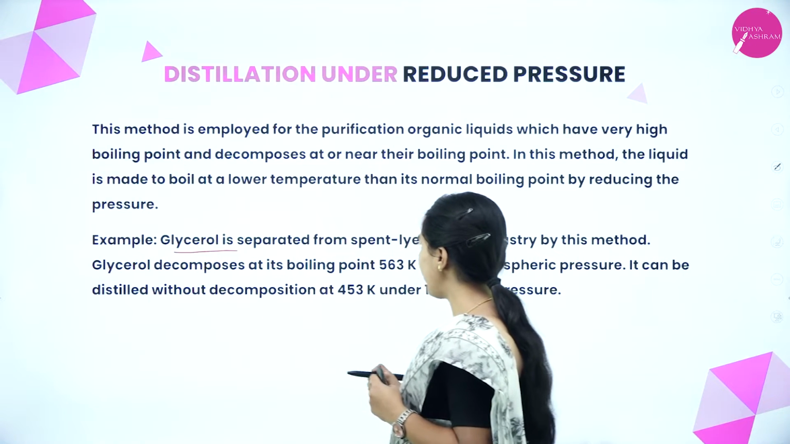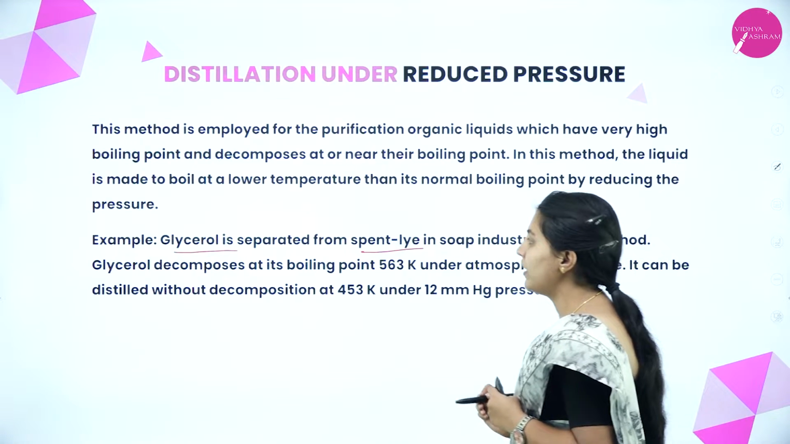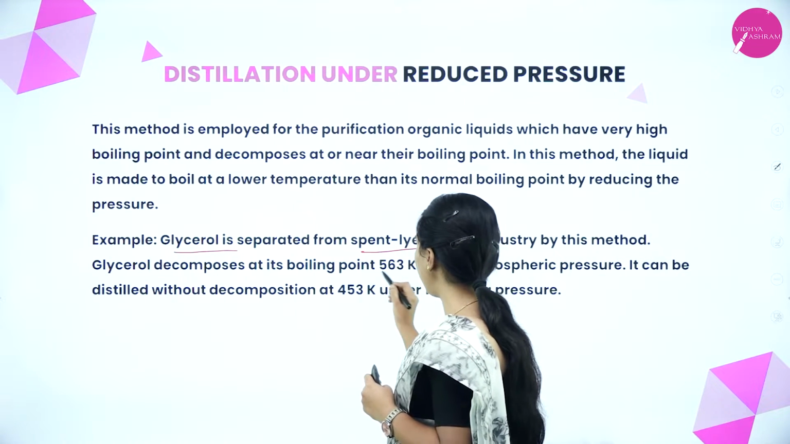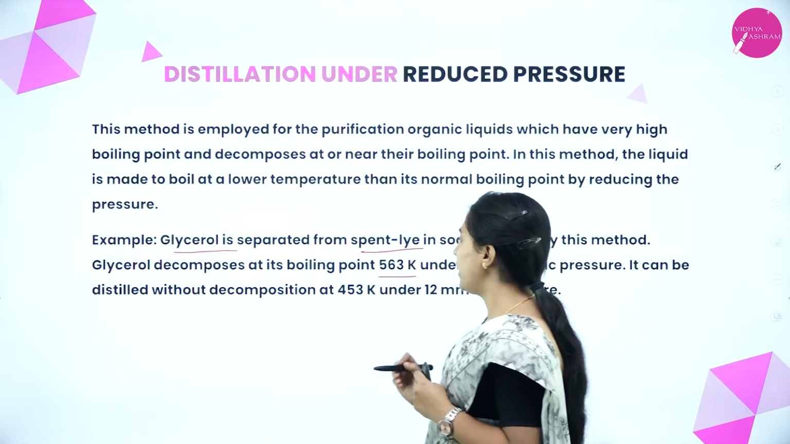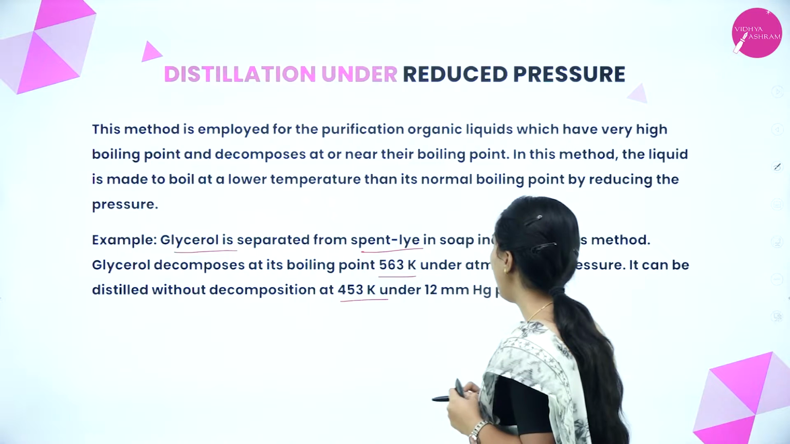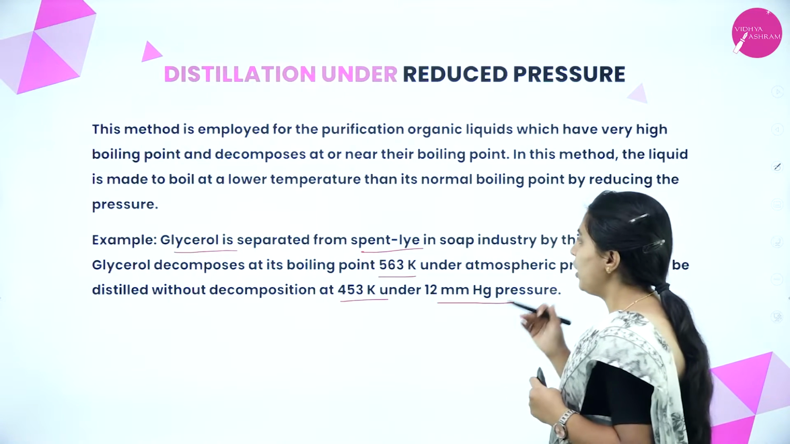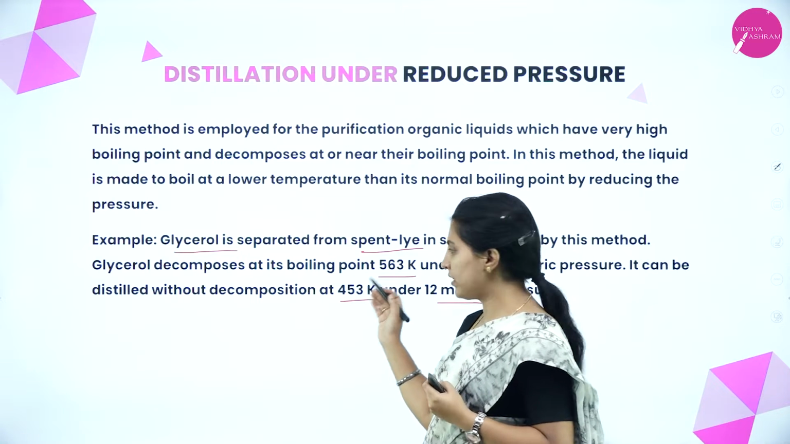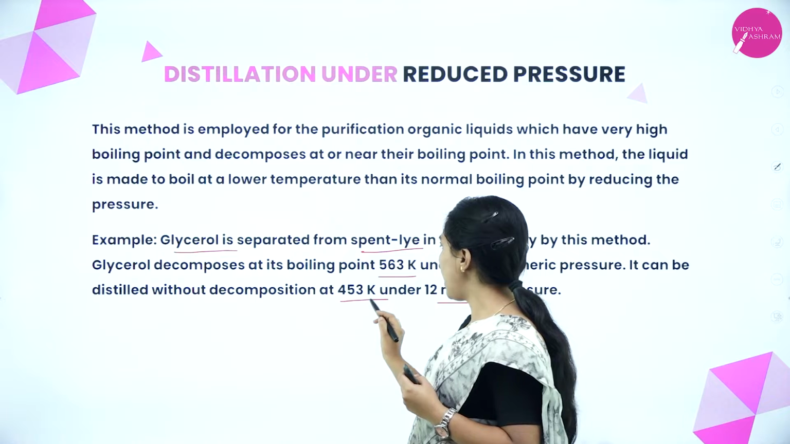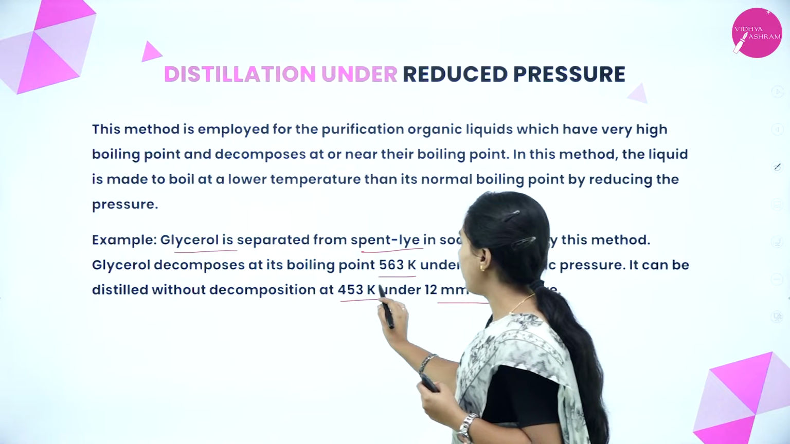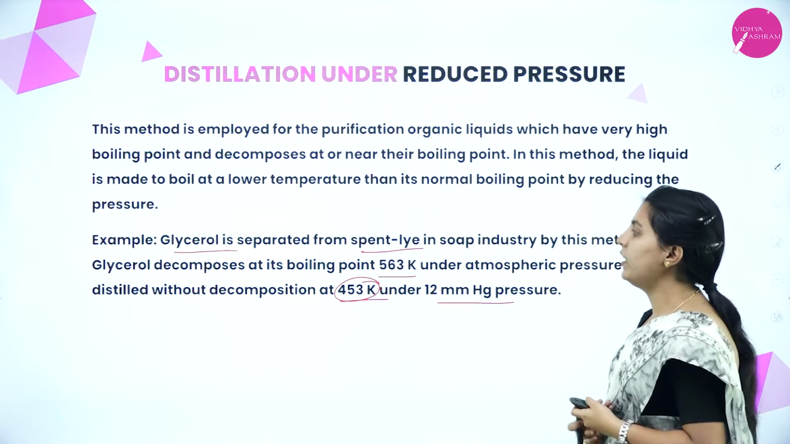For example, glycerol is separated from spent lye in the soap industry by this method. Glycerol decomposes at its boiling point of 563 Kelvin under atmospheric pressure. It can be distilled without decomposition at 453 Kelvin under 12 mm of mercury pressure. That is how it is done using reduced pressure.